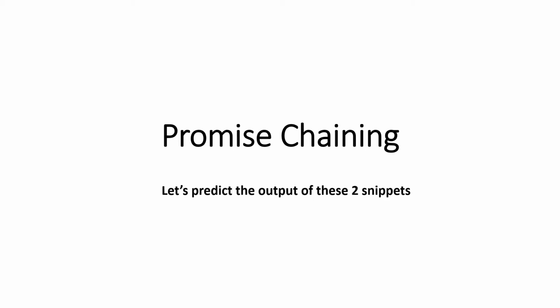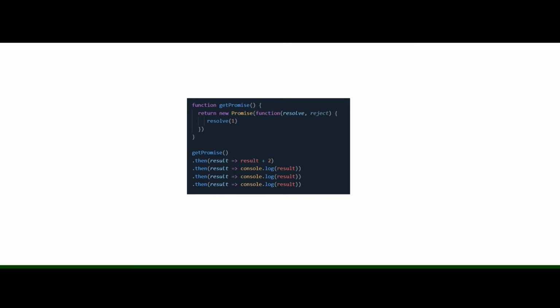This exercise is about promise chaining, and we will go through two code snippets and try to predict the output of them. And I will try my best to explain why these outputs are getting printed. So let's look at this example.